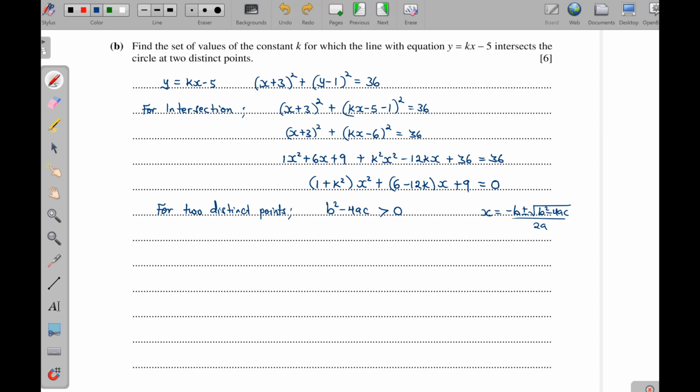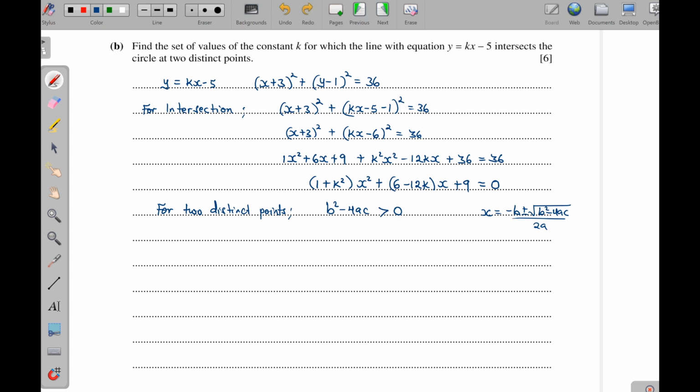But if the discriminant is negative, you're going to get the square root of a negative, and you are not going to get the real values, you will instead get the complex roots. You see that? So here we are talking about two distinct points of intersection. We shall have our discriminant greater than what? 0. So what is our b from here?